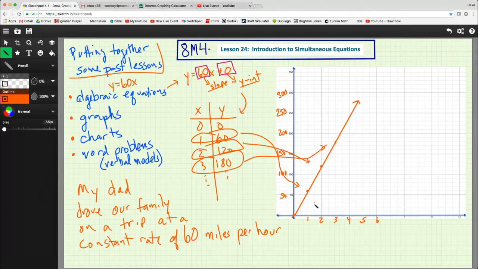So after 1 hour, if we drive at a constant rate of 60 miles an hour, we start at 0, 0. This 0 is now our time in hours, and y is our distance in miles. So this y-axis is now miles, and our x-axis is time in hours.